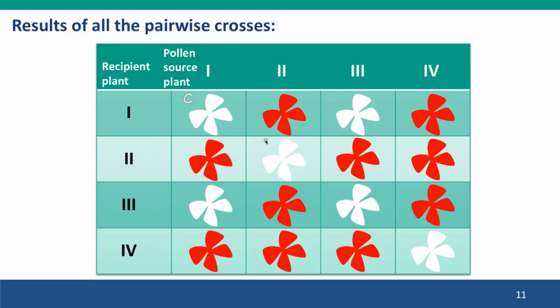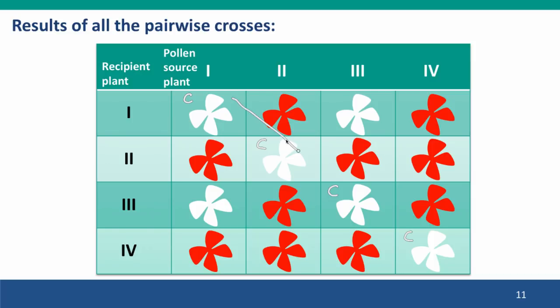I'm going to write a little C beside each of these. These are crosses where we took pollen from plant 1 and we put it onto a recipient plant 1. So these plants were selfed. And we expect, in all cases, that when the plants are selfed, the flowers will be white, just like the parent plant was. This serves as a control to make sure we're not contaminating our pollen with pollen from other plants.